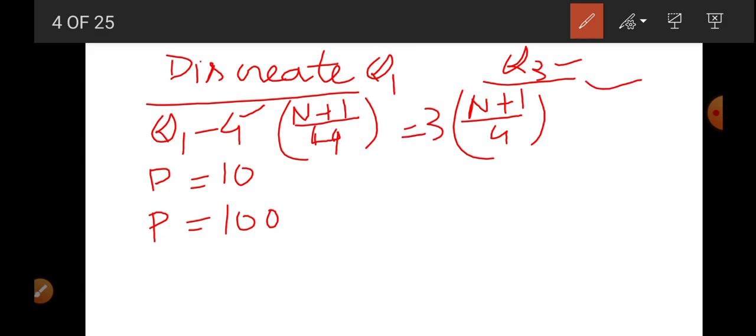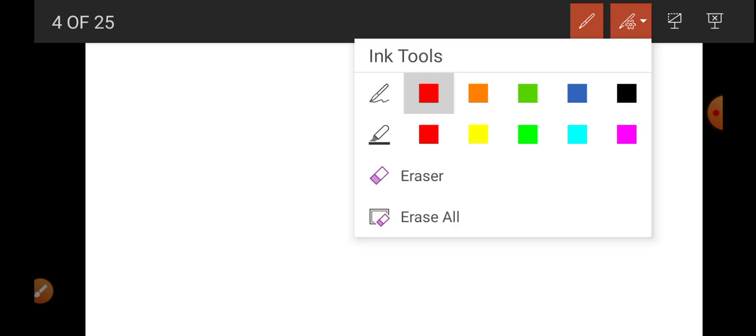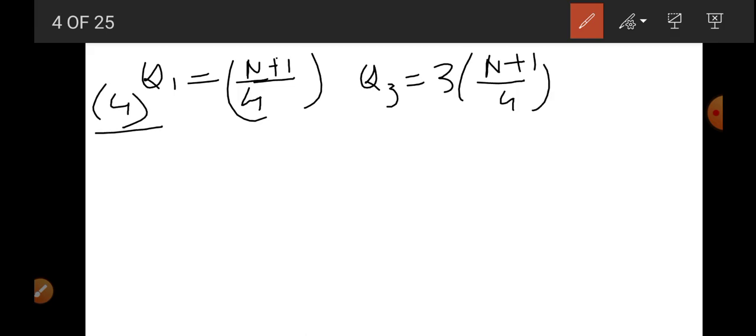Now come to the percentile, how we are going to calculate. So in Q1, we calculate (n+1)/4. For Q3, we write 3 outside, then use (n+1)/4. You remember, quartile always divides the series into 4 equal parts.